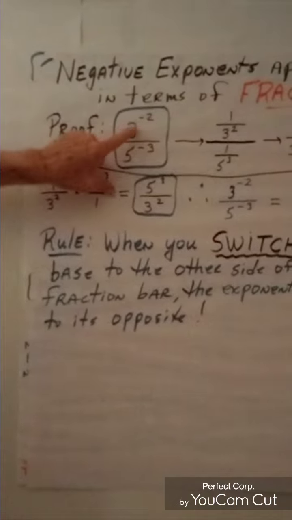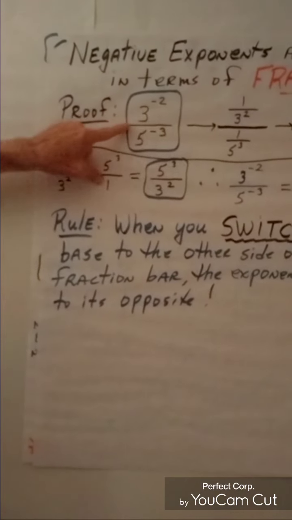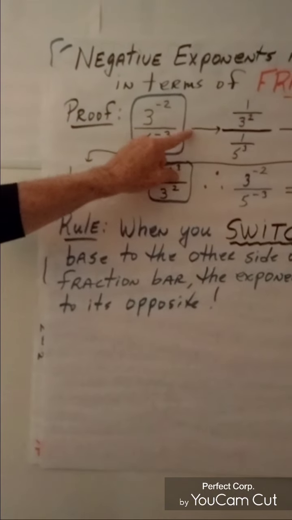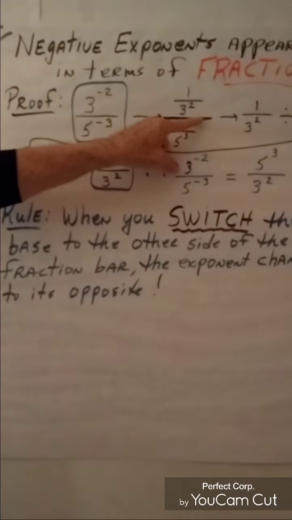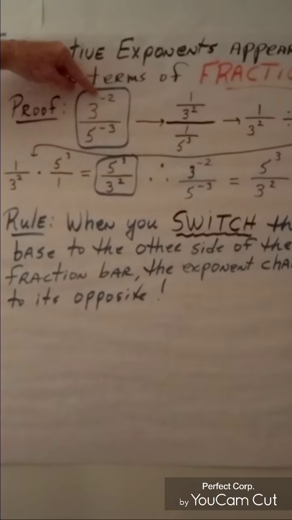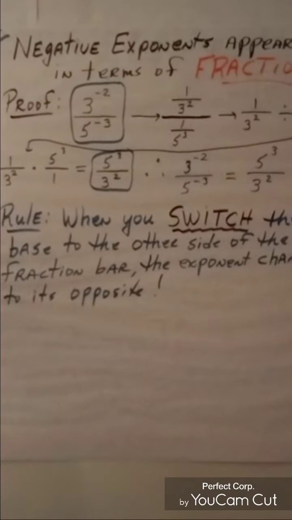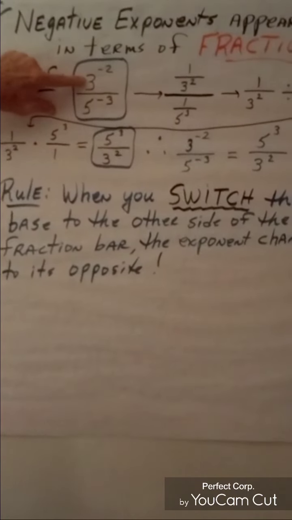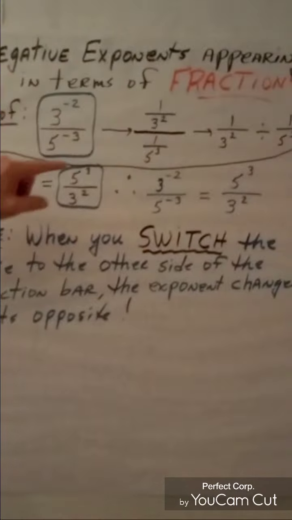So let's start this flow chart in this way. 3 to the negative second divided by 5 to the negative third. Now very carefully, I'm following the arrow. I put my fraction bar. I took this numerator term of 3 to the negative second and I used the rule of negative exponents. I reciprocated the 3, 1 over 3, and I changed the negative 2 to a positive 2.